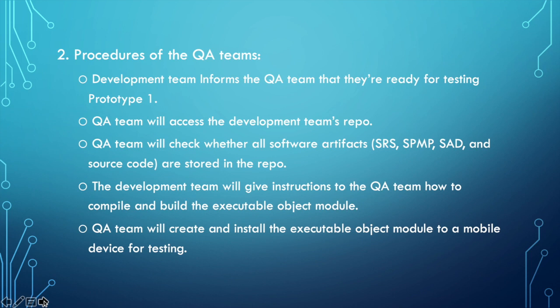The development team will give instructions to the QA team on how to compile and build the executable object module. The QA team will create and install the executable object module on a mobile device for testing. So you shouldn't give the QA team the executable object module, they will build it. And if they fail to build your executable module, then you are not ready for testing. The testing can't begin if they can't create it.